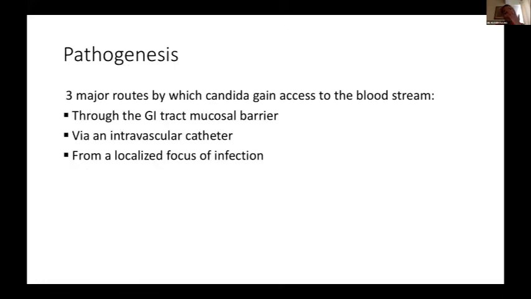The way in which the Candida causes disease is that it gains access to the bloodstream either through the GI tract mucosal barrier, or via an intravascular catheter like our central lines, or from a localized focus of infection. Most commonly, it is through the GI tract mucosal barrier when there's a breach of the mucosal barrier, or via an intravascular catheter. That's why it's important to assess our patients, and if they get an infection and have a central line, then we need to change the line as a first line of therapy.